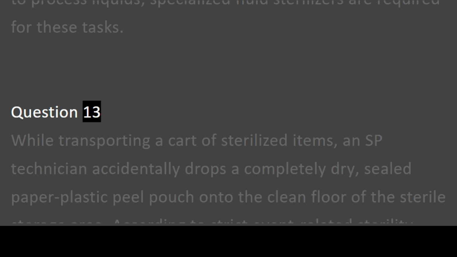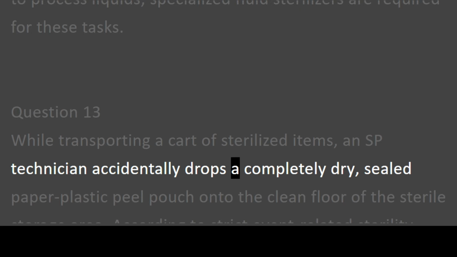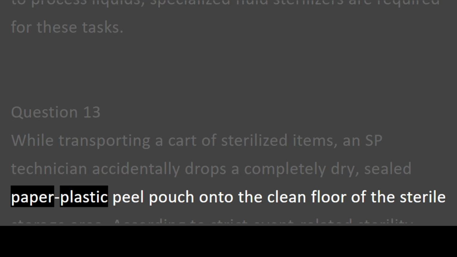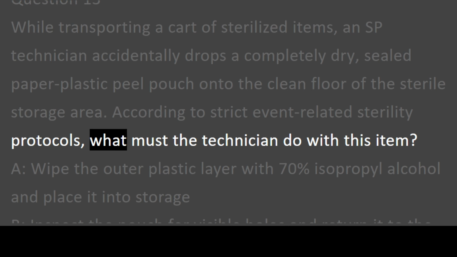Question 13. While transporting a cart of sterilized items, an SP technician accidentally drops a completely dry, sealed paper plastic peel pouch onto the clean floor of the sterile storage area. According to strict event-related sterility protocols, what must the technician do with this item?